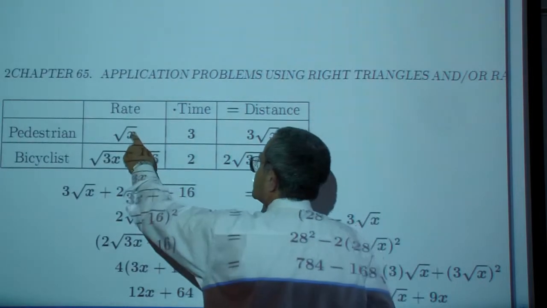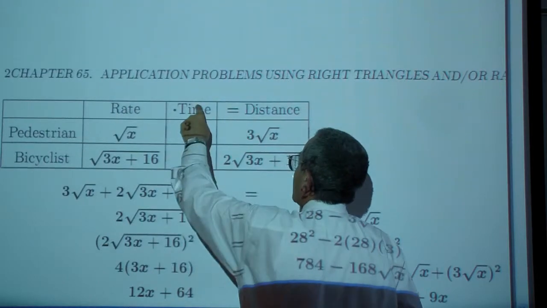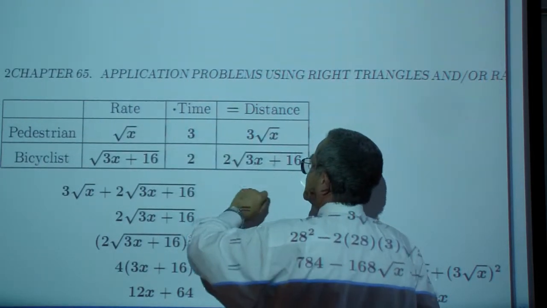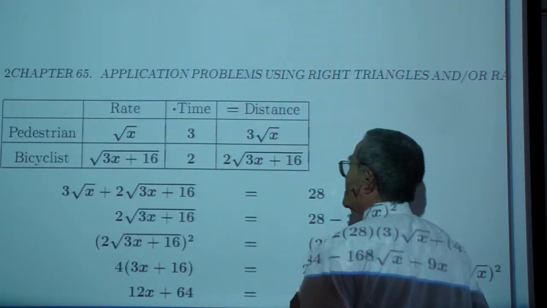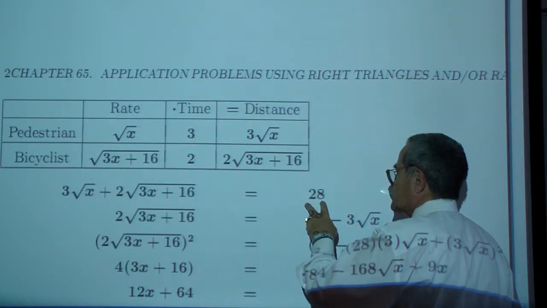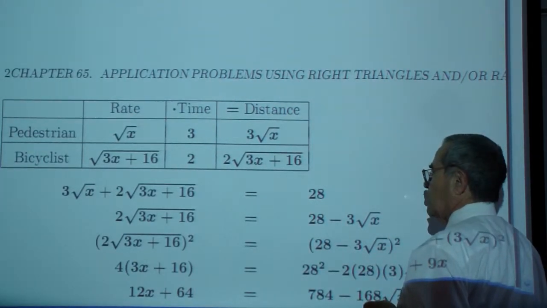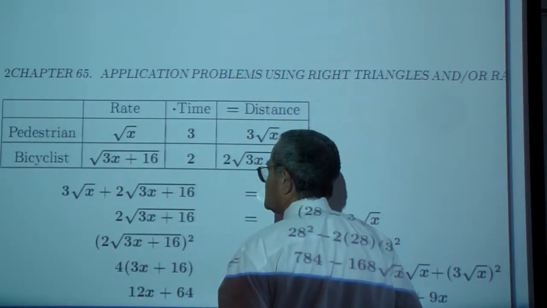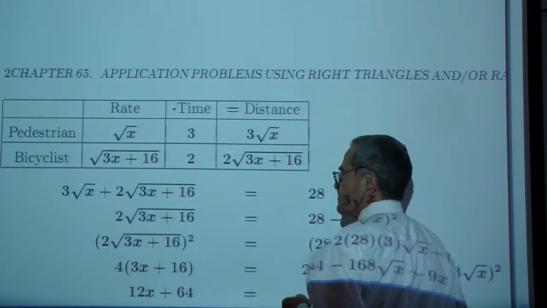Okay? Pedestrian rate, bicyclist rate, time 3 hours, time 2 hours. Rate times time is distance. 3 times square root of x, 2 times square root of 3x plus 16 is the distance. And we are told the total distance covered is 28 miles. So, the total distance is 28.